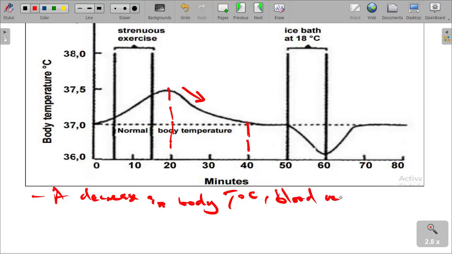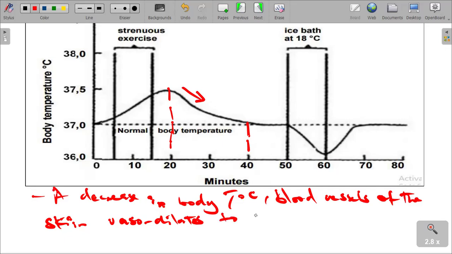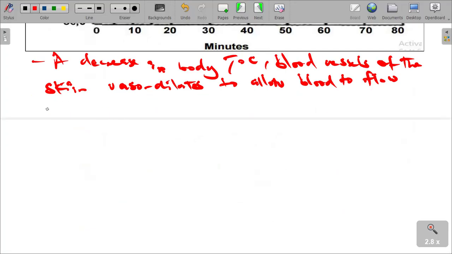Blood vessels of the skin actually vasodilate, they widen, remember, to allow blood to flow at the surface of the skin.